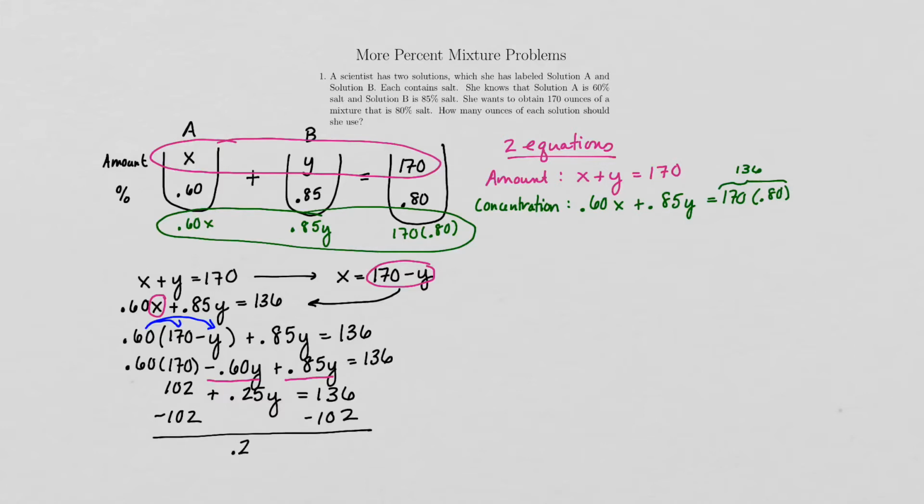I'm just trying to solve for y, so I'm going to subtract 102 from both sides. So we have 0.25y equals 34. And I'm going to divide both sides by 0.25. So y is going to be 34 divided by 0.25. Punch that into my calculator, and it is 136.